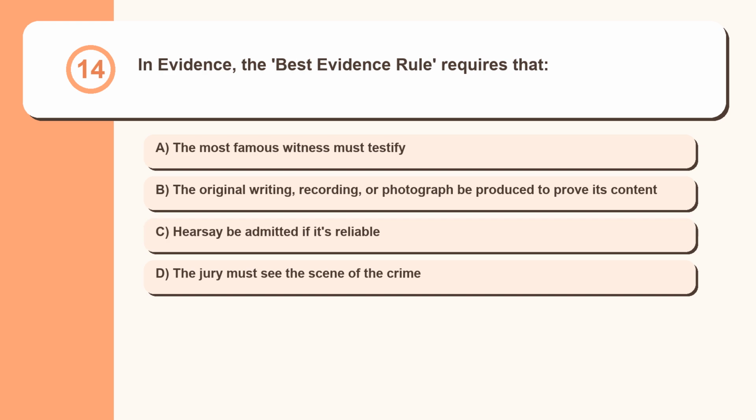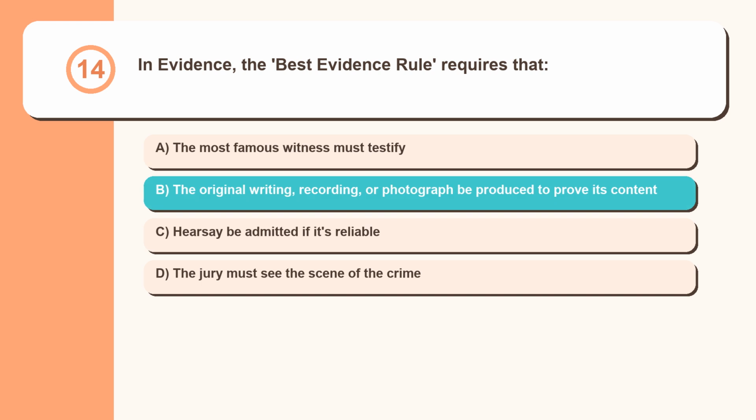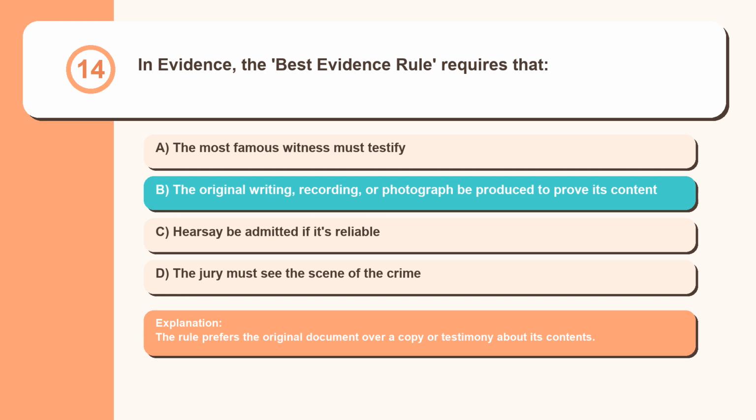Question 14. In evidence, the best evidence rule requires that the most famous witness must testify, the original writing, recording, or photograph be produced to prove its content, hearsay be admitted if it's reliable, or the jury must see the scene of the crime. The rule prefers the original document over a copy or testimony about its contents.